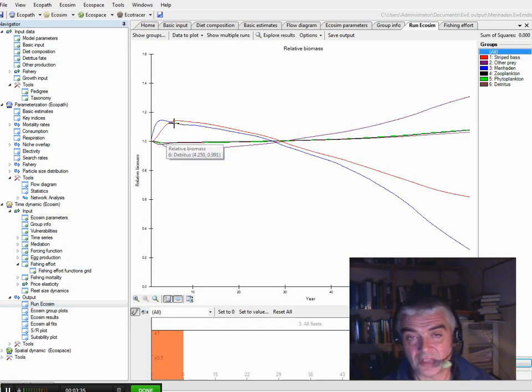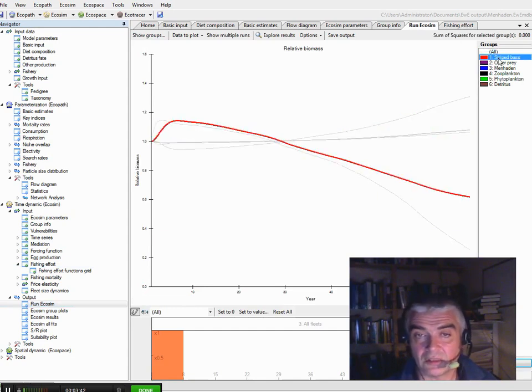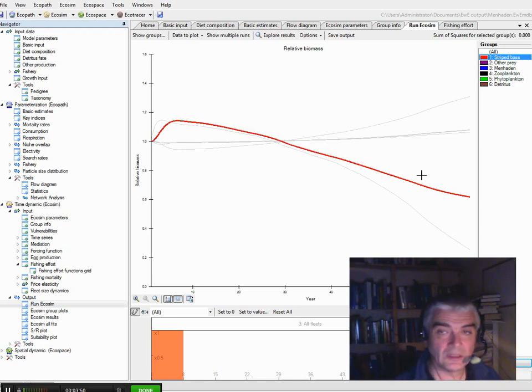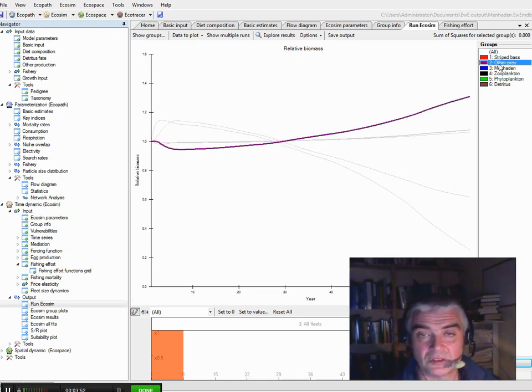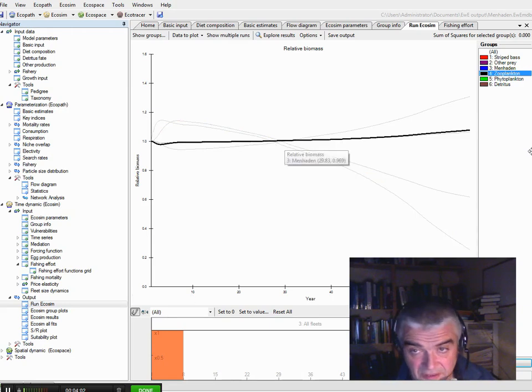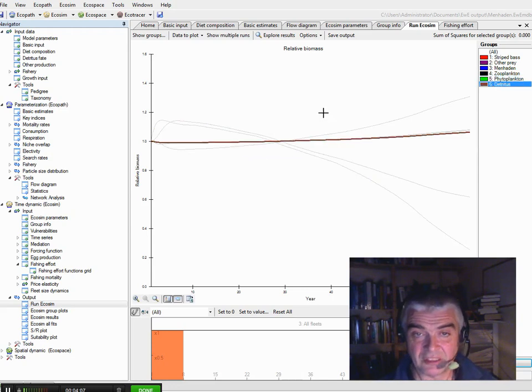You can see that all sorts of things are going on. So each of these lines represents one of the species or groups. So if I click on here, I can see what's happening here. So I can see the striped bass have initially increased and then decreased over time. Now, when we look at the others, you see other prey have increased over time, decreased and increased. Menhaden have increased and decreased. Zooplankton have decreased and increased. Phytoplankton have generally increased, and so has detritus slightly increased over time.